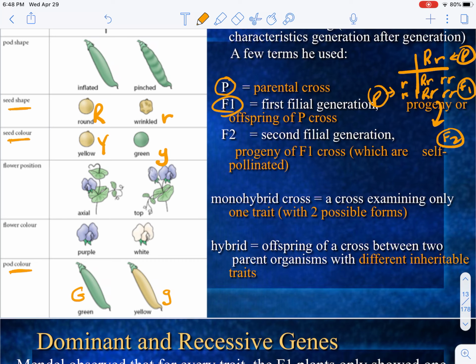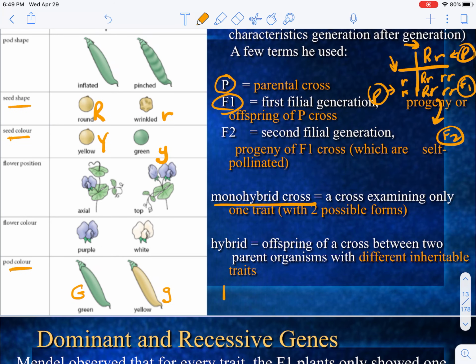Okay, if you were to take two of those offspring and cross them again, that would be your second filial generation. You will be using the terms F1 and F2 as we do crosses. Now, a monohybrid cross is when you are only using one trait at one time, looking at one trait at one time and crossing it, whereas a dihybrid cross would be where we look at two traits. That's our next topic.